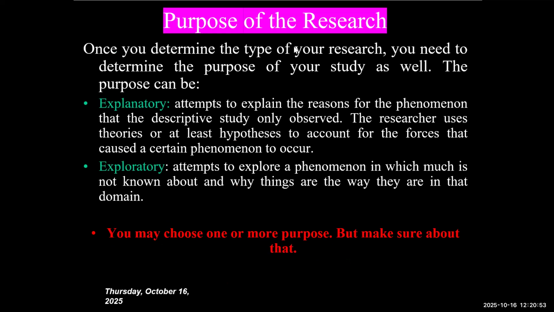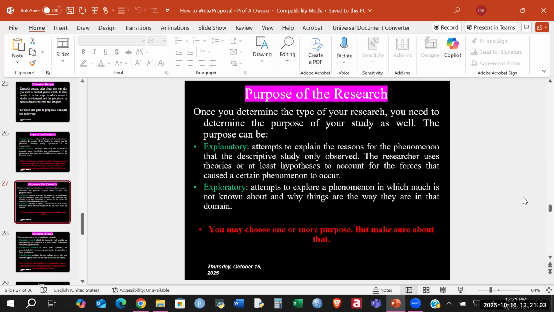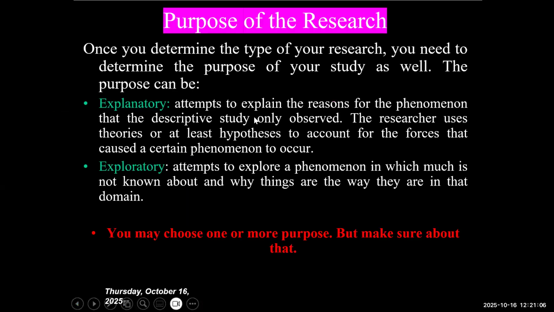So once you determine the type of your research, you now need to determine the purpose of your study as well. And mostly there are two types of purpose that we look at. The first one is what they call explanatory. As the name implies, explanatory attempts to explain the reasons for the phenomenon that the descriptive study only observes. So we want to explain why students' performance is going down. That could be explanatory. So the researcher uses theories or at least hypotheses to account for the forces that cause a certain phenomenon to occur.